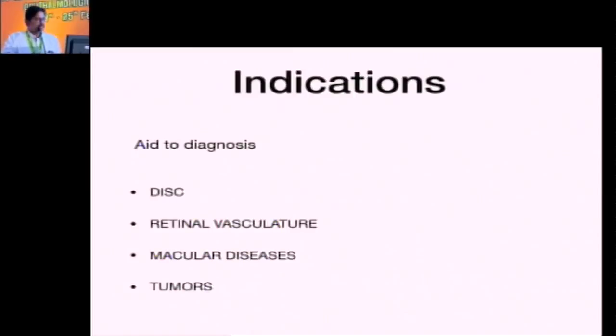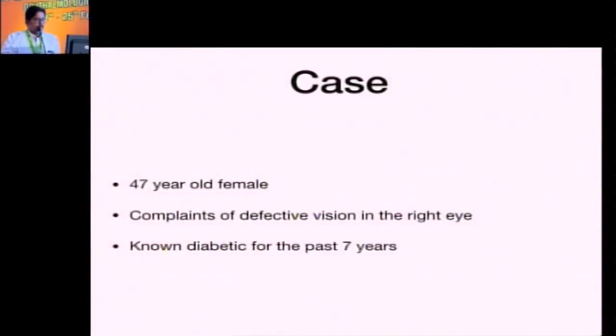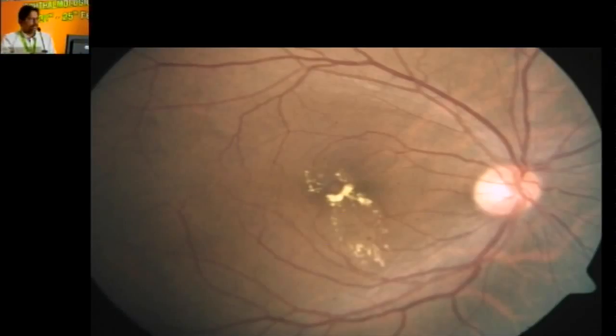So by using fundus fluorescein angiography, you can look at the optic disc, the retinal vasculature, the macula, and tumors and other inflammatory disorders as well. So for example, this is a case of a 47-year-old female who came to us with complaints of defective vision in the right eye, and she's a known diabetic. And what you see here is a clinically significant macular edema, or DME as you would call it nowadays. So we see that it's involving the fovea.